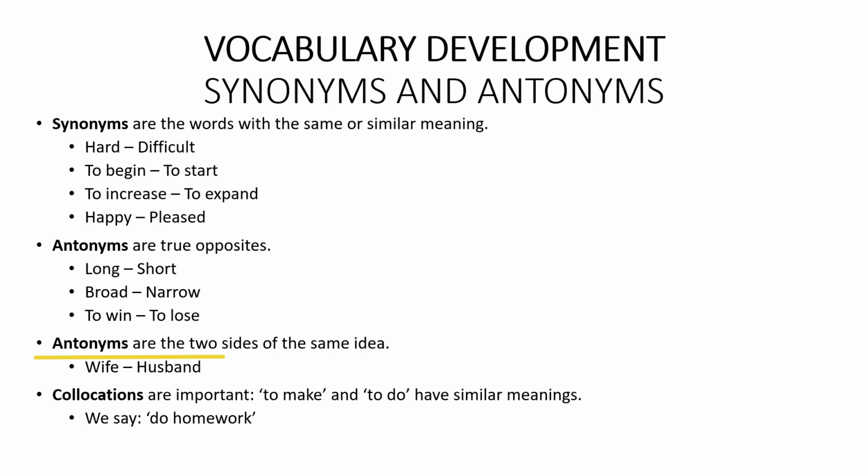Antonyms can be the two sides of the same idea, such as wife and husband. When you are studying synonyms and antonyms, it is important to learn the collocations. You might say that to make and to do have similar meanings. However, we can only say do homework. We cannot say make homework. Therefore, learning the collocations will be really important while studying synonyms and antonyms.